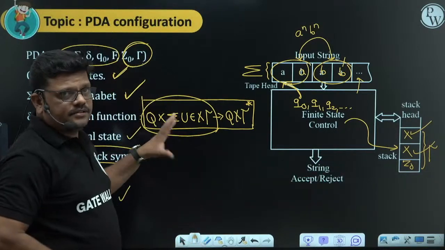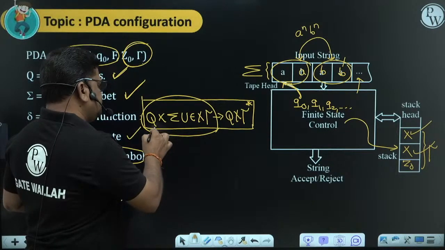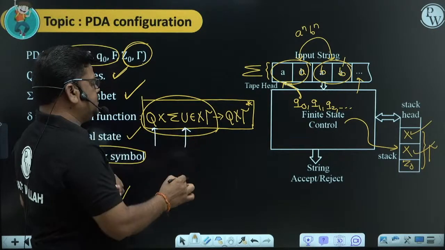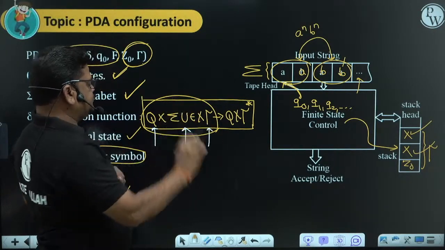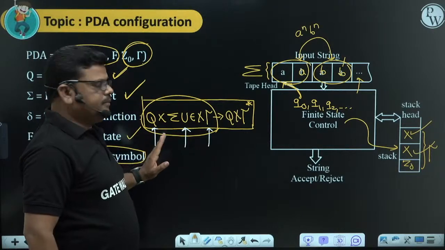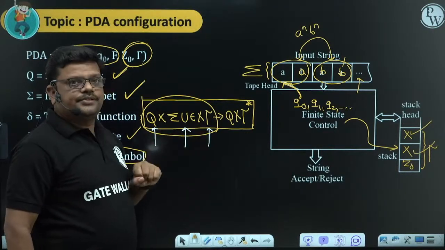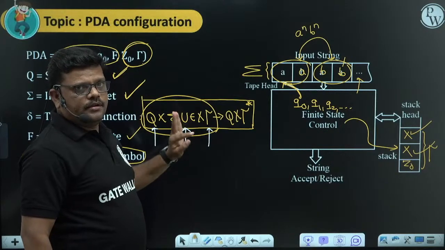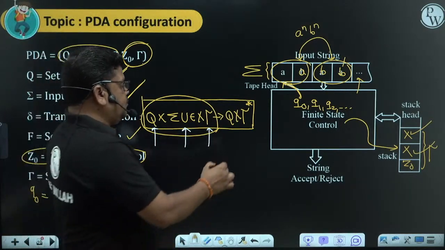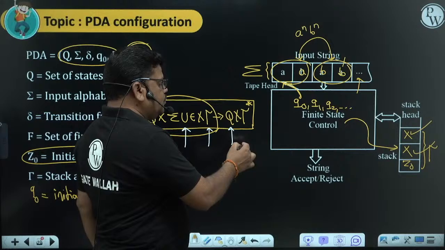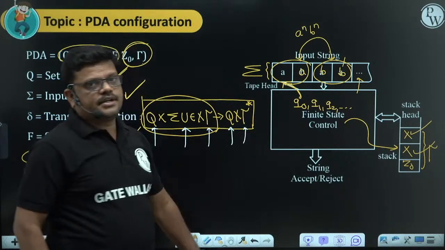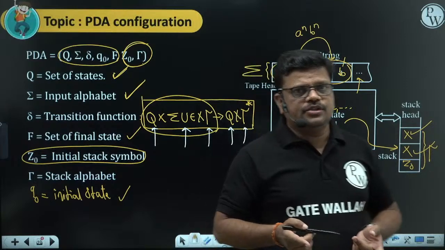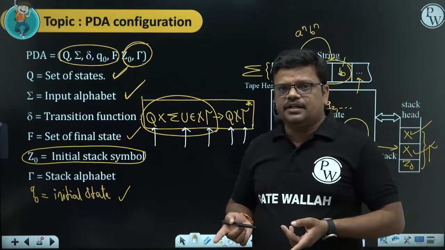PDA decision is taken like this. What is the present state? What is the present input symbol? What is the present stack symbol? Q is state, sigma is input, tau is stack. So based on a given input symbol and a given stack symbol, for which state are we going, and what is the operation performed on the stack? So this is the formal definition. Based on this formal definition only, we can construct the PDA.